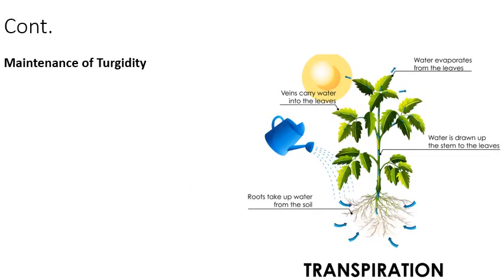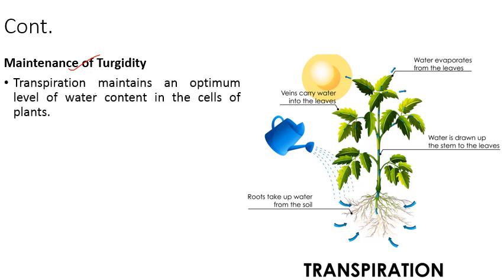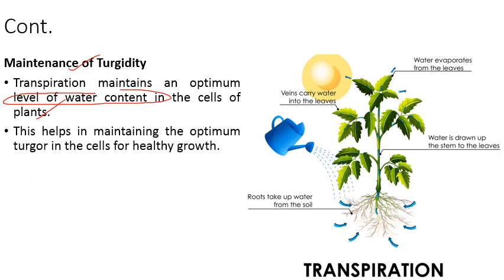The next important role of transpiration is maintenance of rigidity. The definite shape and size of leaves or any other soft organs of the plant is because of rigidity, and this rigidity of the cell sap is because of the intake of water. Transpiration maintains an optimum water content in the plant cell, which helps in maintaining the rigidity and its definite shape and size. This helps in maintaining the optimum turgor in the cells for healthy growth.